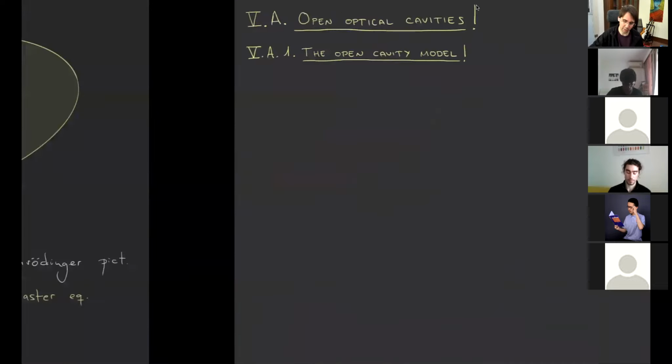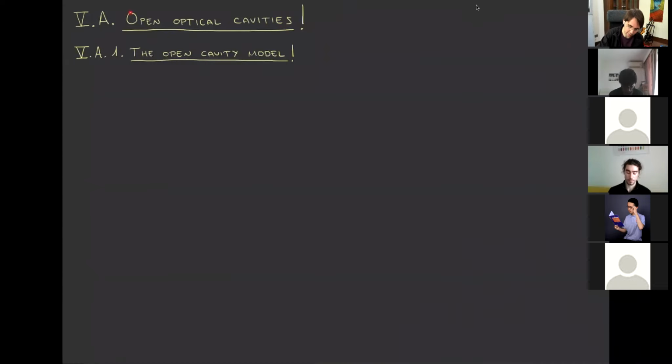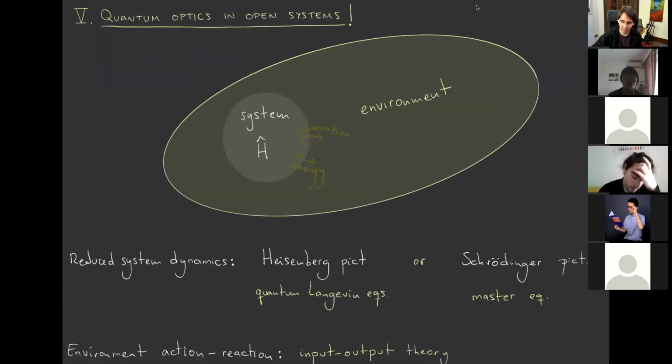So then let me start with the simplest example that we are going to study, which is an open optical cavity. In particular, let me start by introducing the model that we are going to use for an open optical cavity. This means I have to define what the system is, what the environment is, and what the interaction between the system and the environment is. That will be the basic model of the whole universe, we will call it.